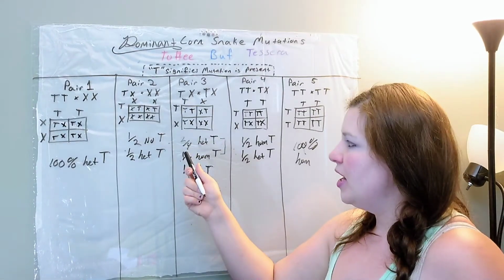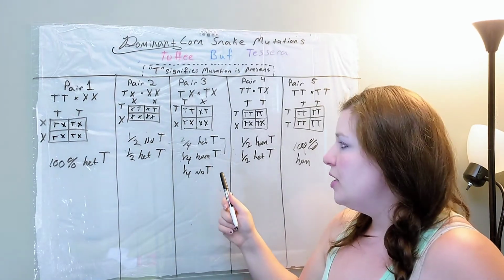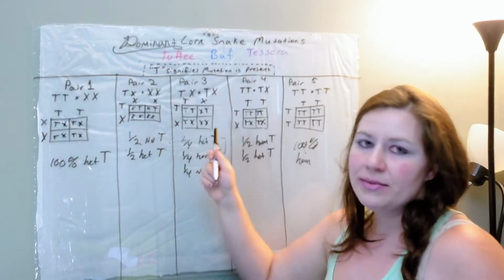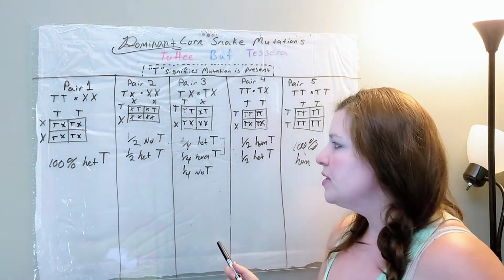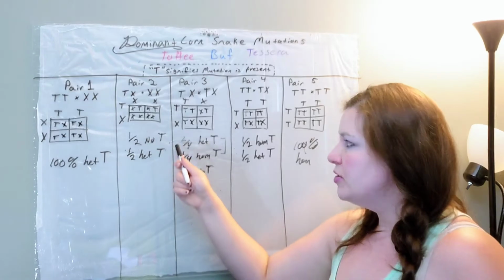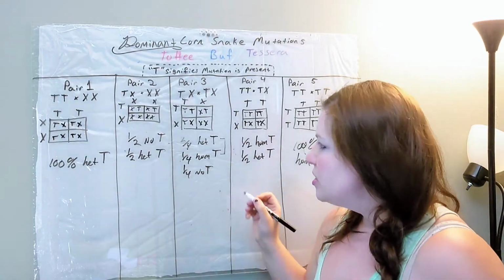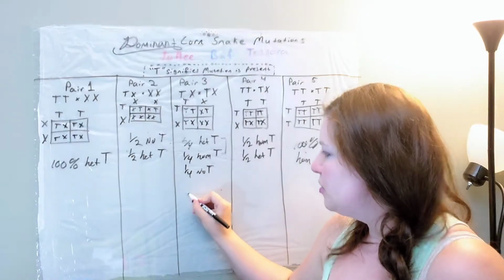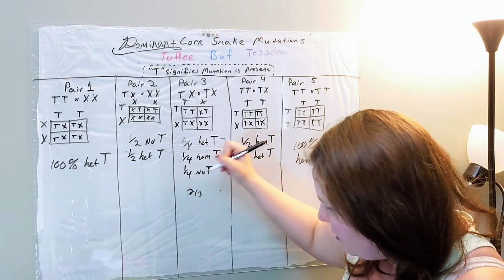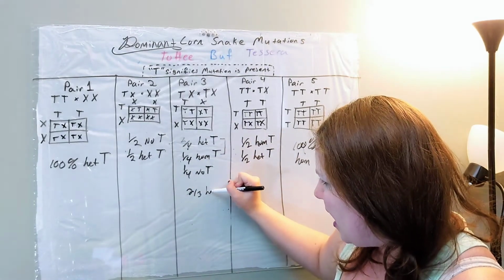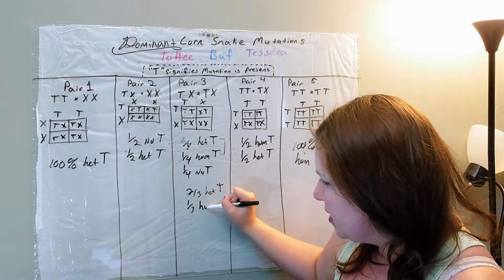So here we have 3 out of 4 that are tessera visuals, and of those 3, 2 of them are heterozygous tessera, and 1 of them is homozygous tessera. So I'm just going to go ahead and put that down here. 2 out of 3, my pen is not wanting to work, 2 out of 3 are het tessera, and then 1 out of 3 is homozygous tessera.